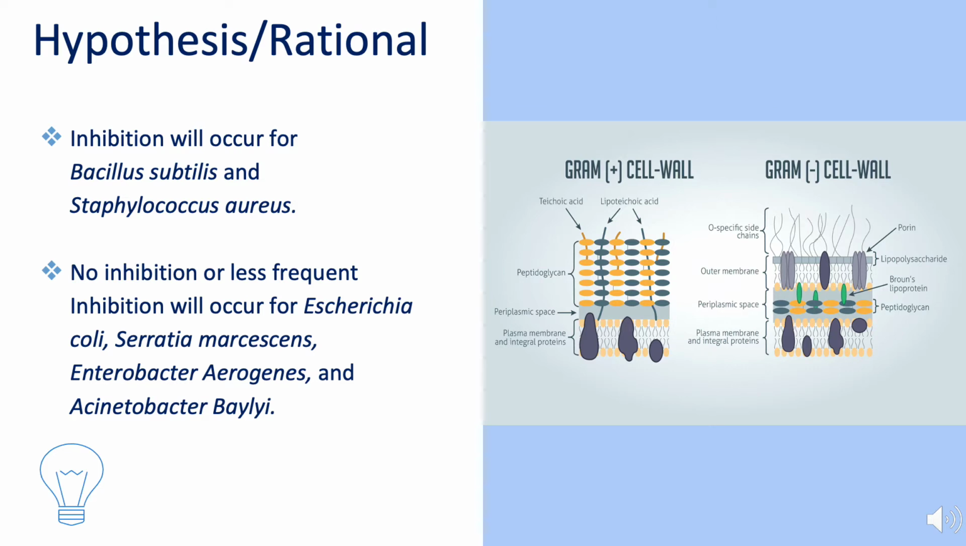The image on the right shows that the wall structure of gram-negative and gram-positive bacteria both have peptidoglycan, although the gram-negative bacteria show a lipopolysaccharide outer membrane. This lipid layer decreases the permeability of the membrane, meaning it is less likely to become inhibited.